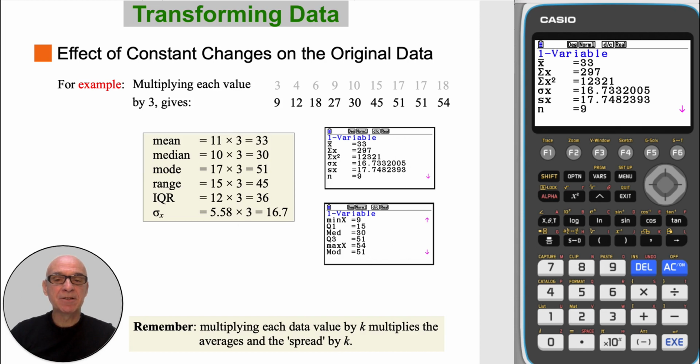Multiplying each data value by 3 gives a new data set in which the averages, the mean, the median, and the mode, are 3 times bigger than the averages of the original data set, and the measures of spread, the range, the interquartile range, and the standard deviation, are also 3 times bigger than the measures of spread of the original data set.